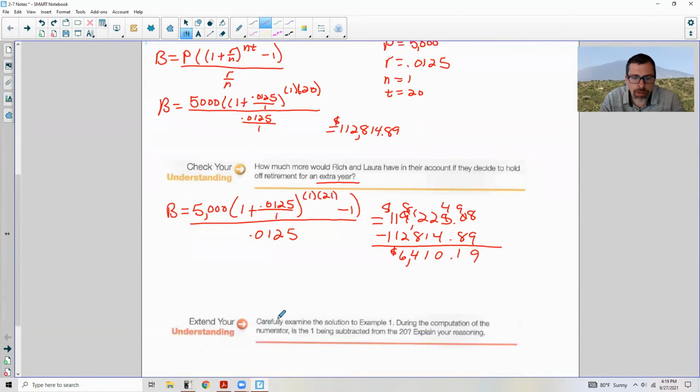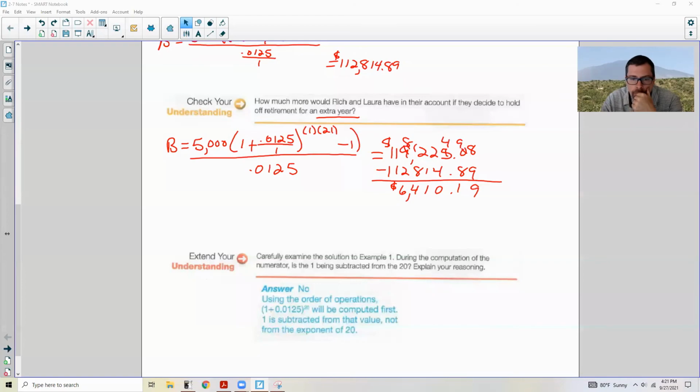Extend your understanding. Carefully examine the solution to example 1. During the computation of the numerator, is the 1 being subtracted from the 20? Explain your reasoning. Okay, so the answer to that's definitely a no. Using the order of operations, 1 plus 0.0125 to the power of 20 will be computed first. 1 is subtracted from that value after, not from the exponent of 20. Okay, so what they're saying is this minus 1 right here gets subtracted after this computation is done, because the calculator does follow order of operations, and subtraction comes after exponents and multiplication.